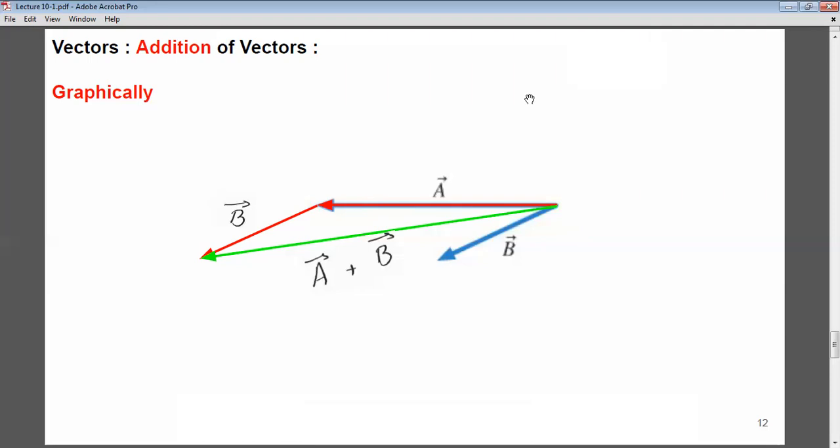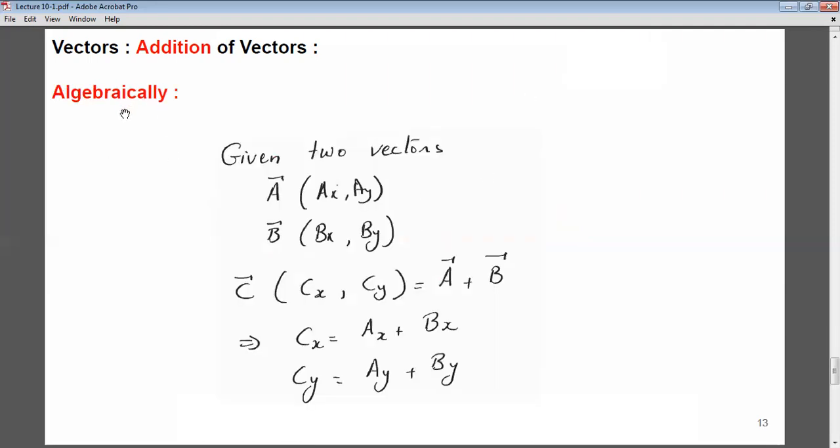Another way to do it is algebraically, which might be easier. So if you are given two vectors, vector A, it has two components, AX, AY. Vector B, it has two components, BX, BY. Vector C, which is CX, CY, will be, let's say C is A plus B. CX will be AX plus BX, and CY will be AY plus BY. That's it. Let's do an exercise on this.